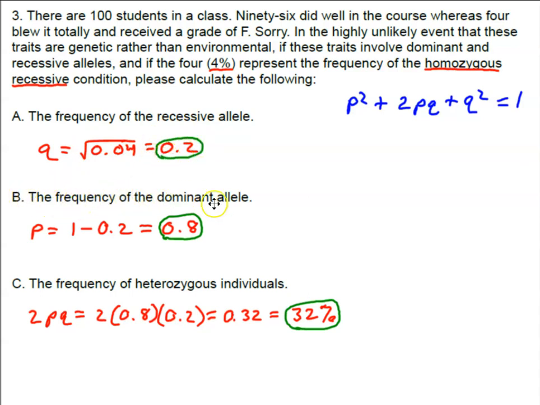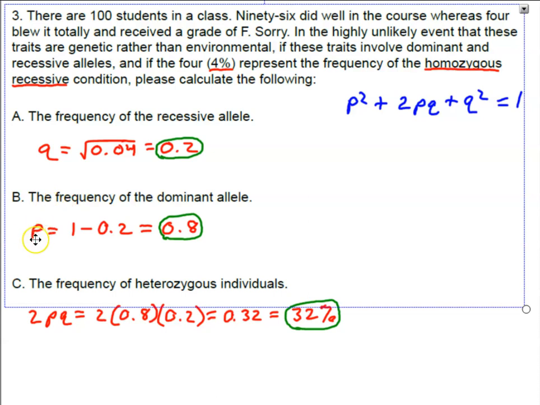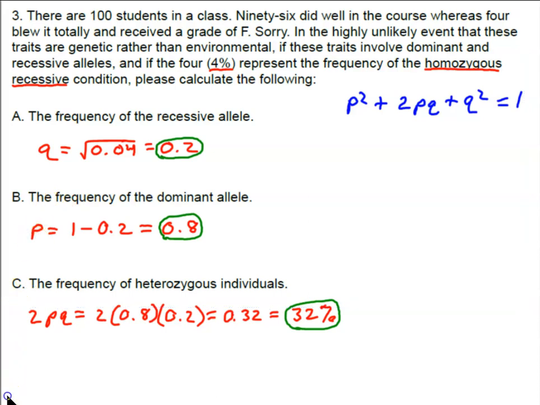Then we're asked for the frequency of the dominant allele. Well, remember that the addition of the recessive allele and the dominant allele adds up to 1. They're relative frequencies. So P, which represents the dominant allele, is calculated by simply subtracting the frequency of the recessive allele from 1, and we get 0.8. And those add up to 1, right?